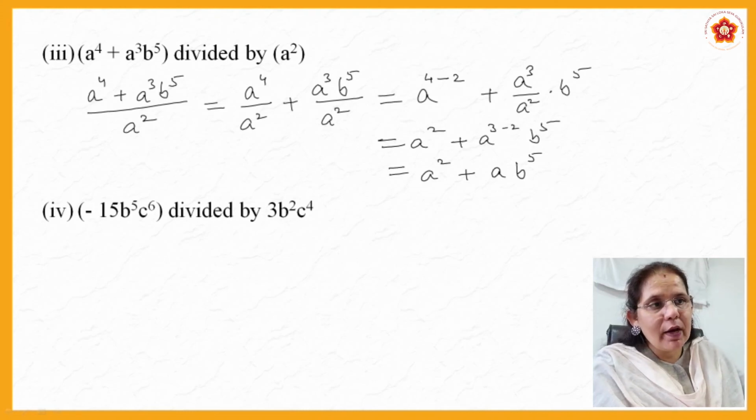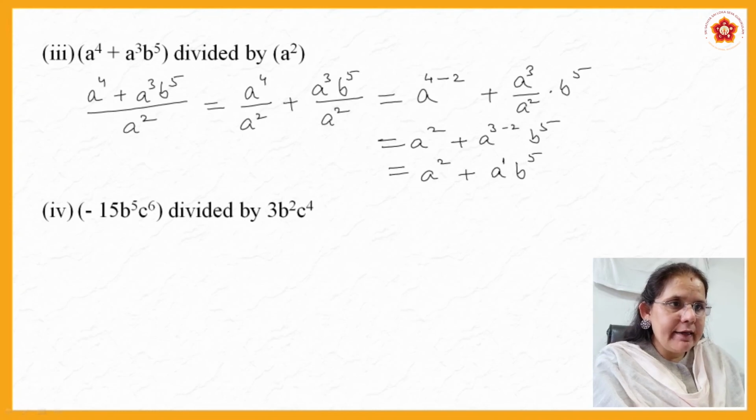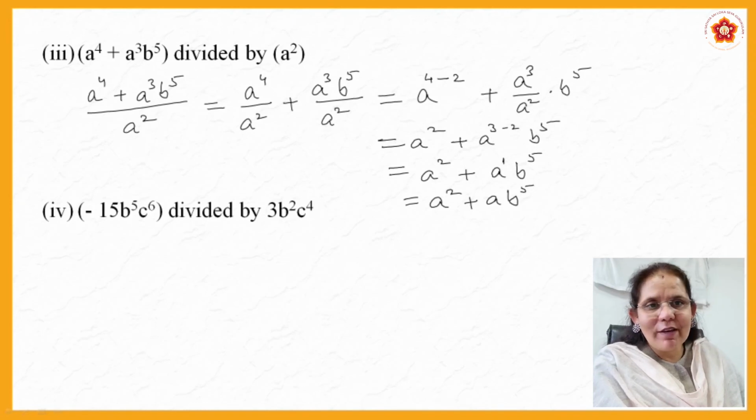I am not writing 1 in the power of a in the second term because we should leave it. It should ideally be written as a square plus a b raised to the power 5. By now it would be clear to you how to solve these questions. Please do this question along with me.